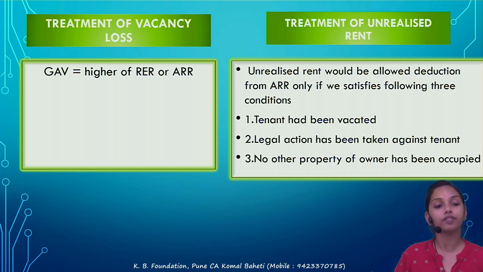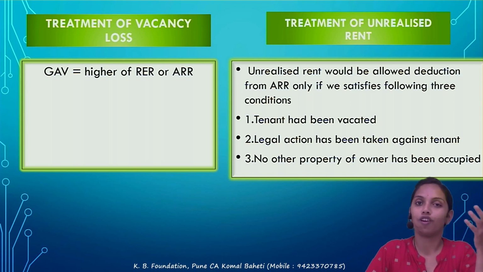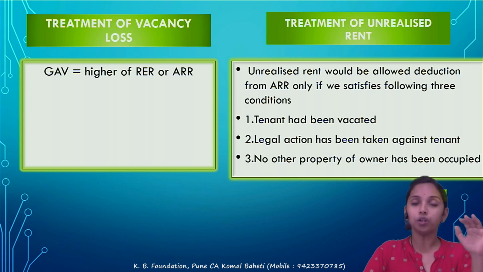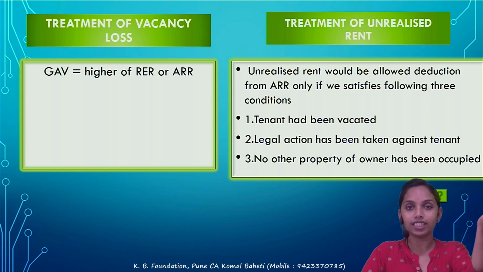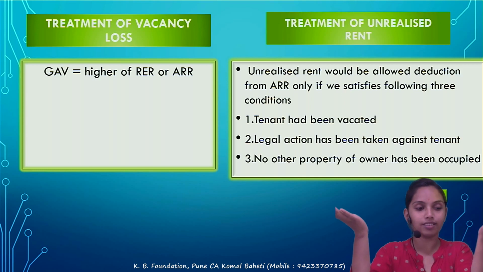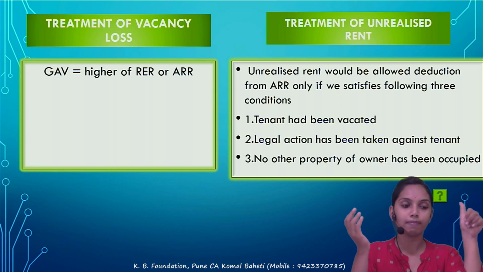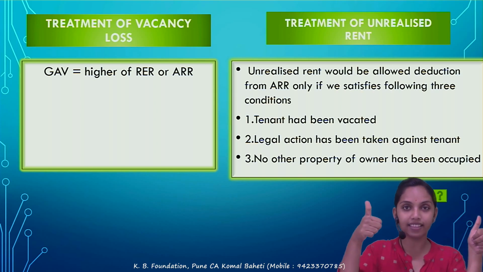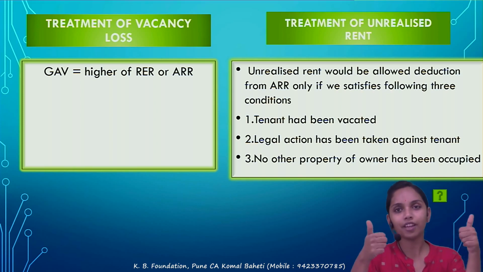How to treat the vacancy loss in the calculation of the GAV. What is meant by vacancy loss? The period for which the property is vacant, not let out, is called a vacancy loss. You know that basic funda. How to calculate the GAV in step 3? If this is my reasonable expected rent, and this is my actual rent, so what would become the GAV? Yeah, you do know that.